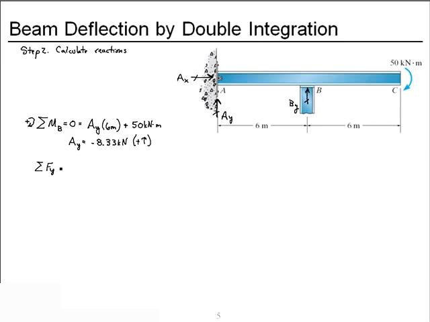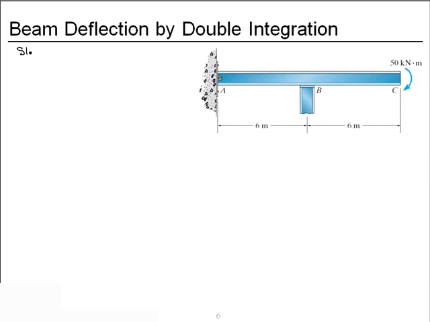Now we'll sum forces in the vertical direction. We'll choose up to be positive for our summation. We have the contribution of the negative reaction at A. Add in the reaction at B. BY is a positive 8.33 kilonewtons. So it is in the direction we drew it, up.